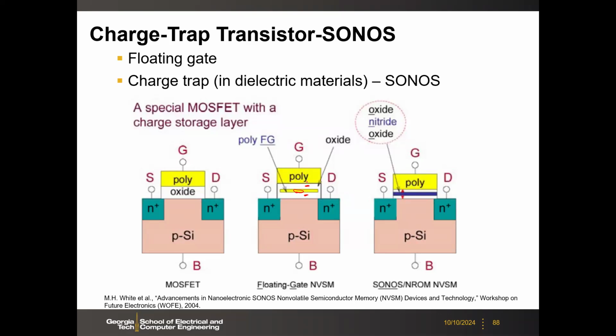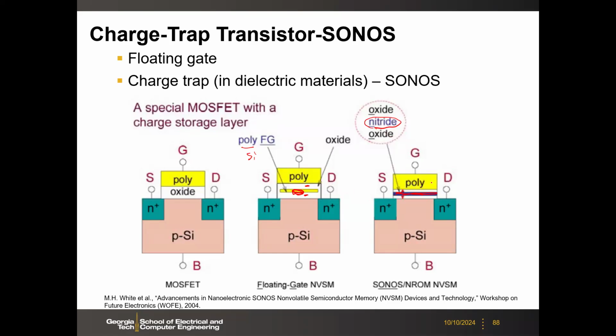Here in the charge trap, the key difference is that the floating gate material is changed from polysilicon to nitride. Okay, so here this blue layer is nitride, silicon nitride.